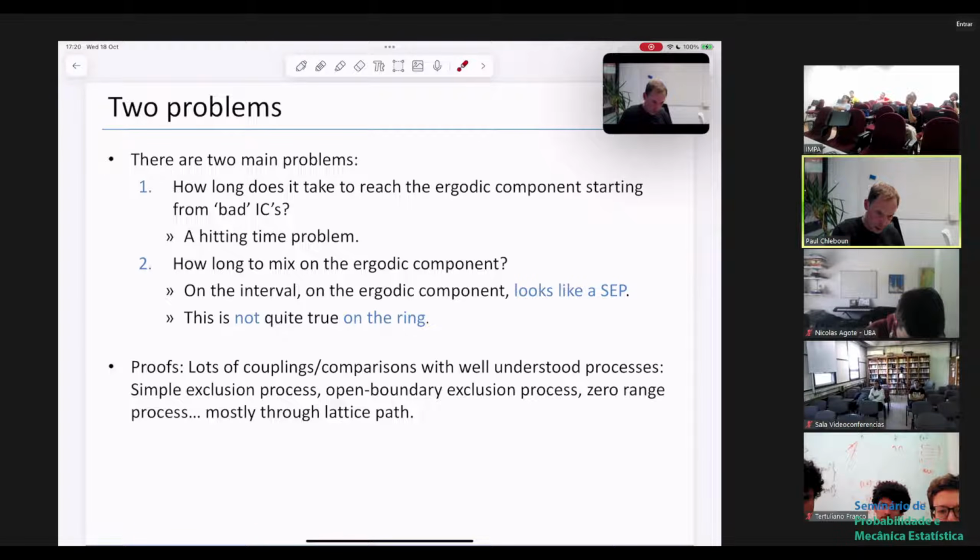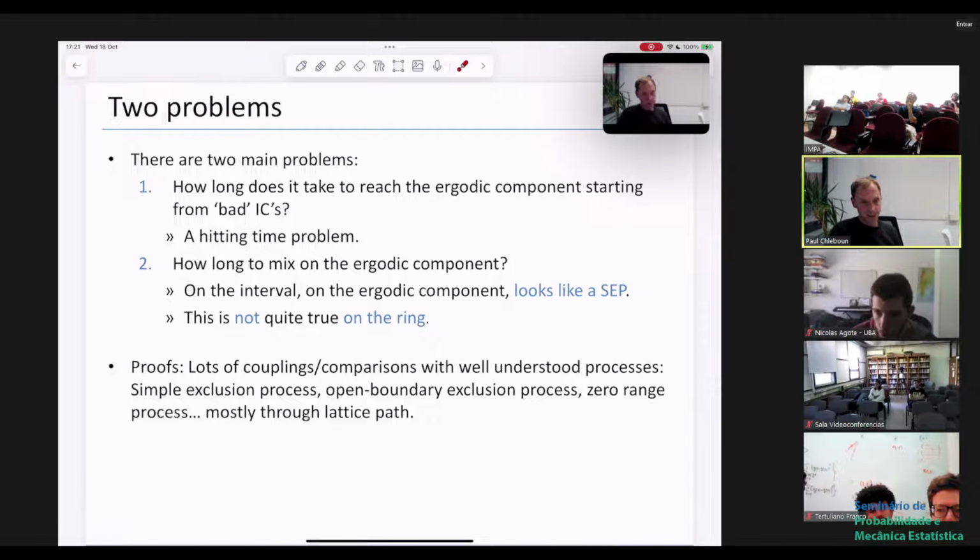Okay. It's not, so that's true on the closed interval. It's not quite true on the ring, but we can do similar comparisons. So that's the whole point then of the rest of the talk, is the proofs are essentially just lots of couplings and comparisons with well understood processes. So including simple exclusion process, open boundary exclusion process, zero range processes, and mostly the couplings are through a height function. So something that looks similar to the usual lattice path you have for the simple exclusion process.